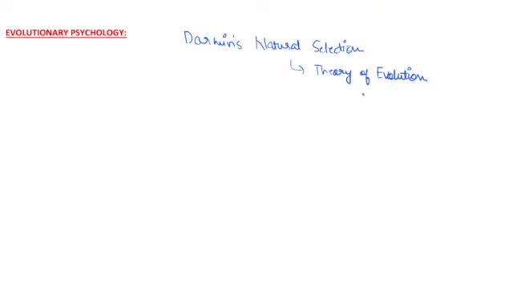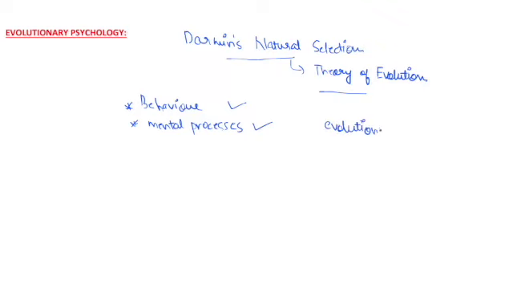And it uses this to explain our behavior and also our mental processes. So what evolutionary psychology does, it uses Darwin's natural selection in the theory of evolution to explain our behavior and also our mental processes. The field rests its explanation of human behavior on our evolutionary history.